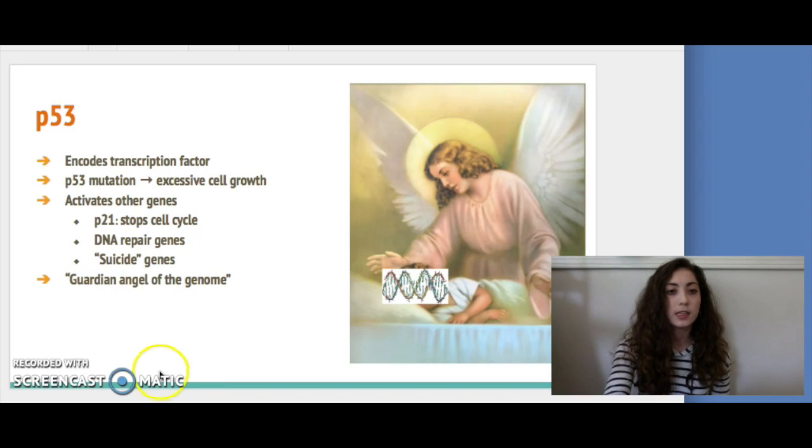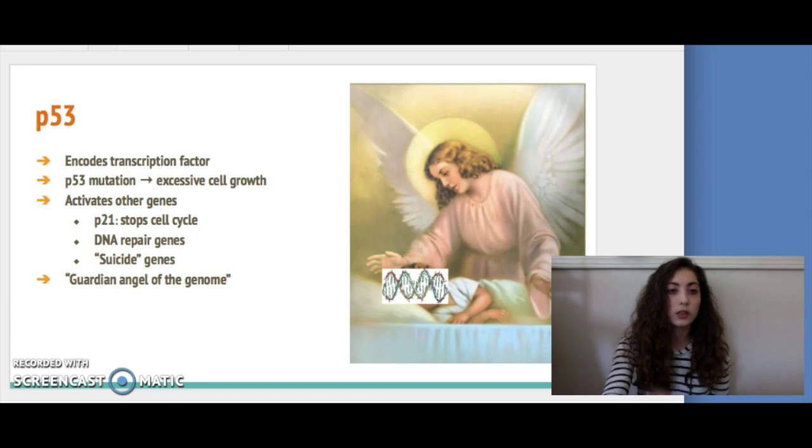So one of the genes is p21, whose protein product stops the cell cycle by binding to cyclin-dependent kinases. And then this allows the cell time to repair the damages or DNA mutations that happen, so you don't pass on those mutations when you divide.